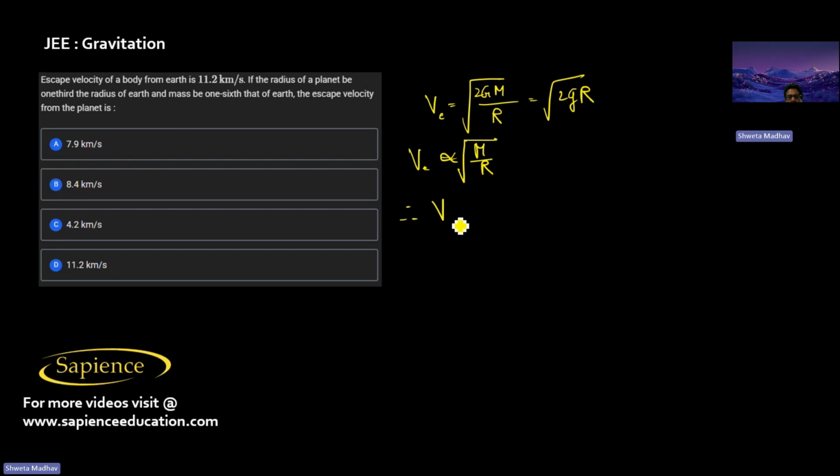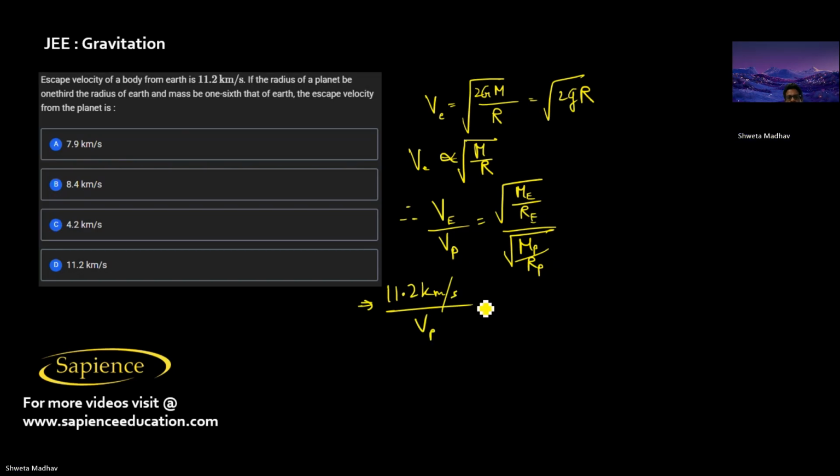Therefore, the escape velocity of the Earth divided by the escape velocity of that planet will be equal to root over mass of Earth by radius of Earth divided by square root of mass of the planet by radius of the planet. So the escape velocity of the Earth, that is 11.2 km per second, divided by the escape velocity from the planet is equal to root over Me by Mp into root over Rp by Re. It's the radius of the planet divided by the radius of the Earth.